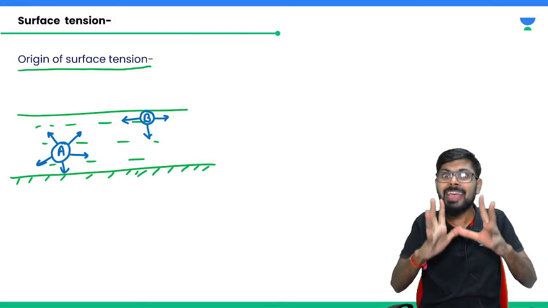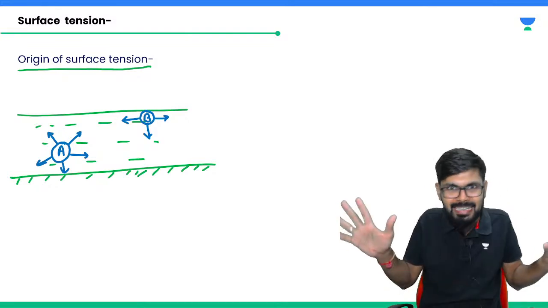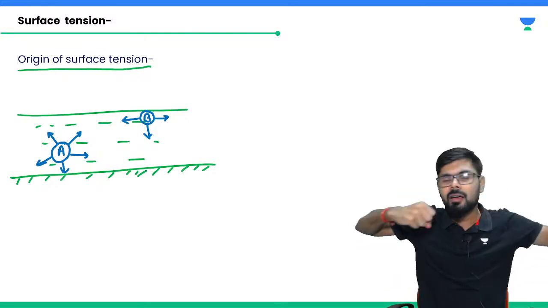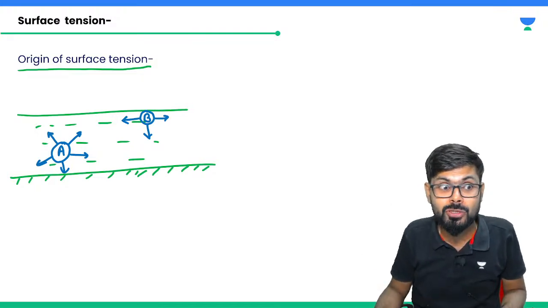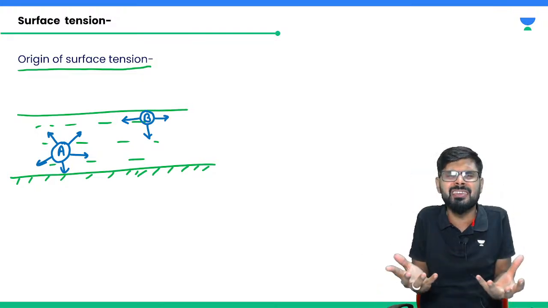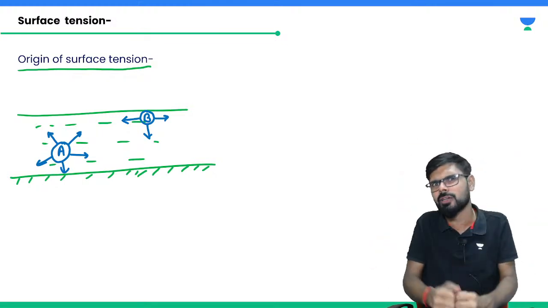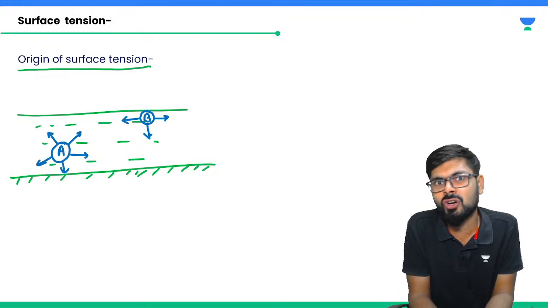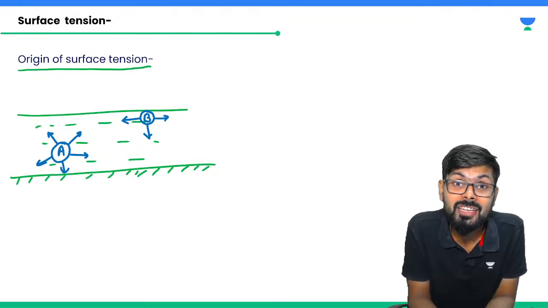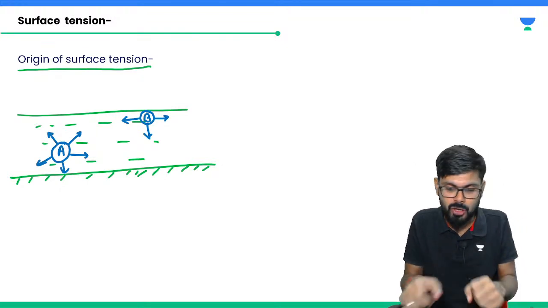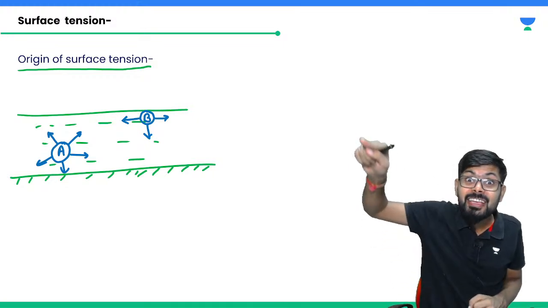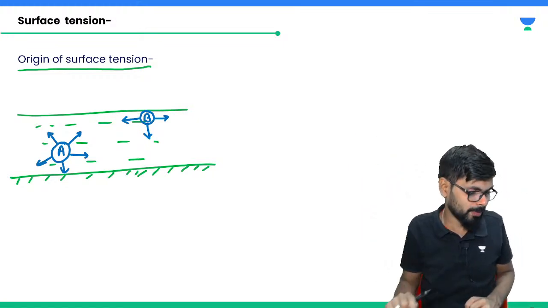I am saying that A is not moving from its place, I can understand, because from all sides this attraction force is there. But what about molecule B? In molecule B, net downward force is there, but still it is not going down. Why is it not going down? Because at the surface a membrane is formed.